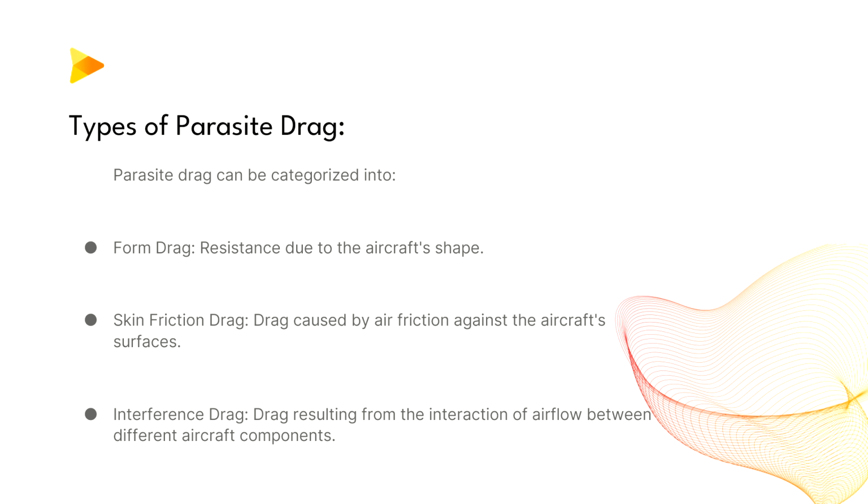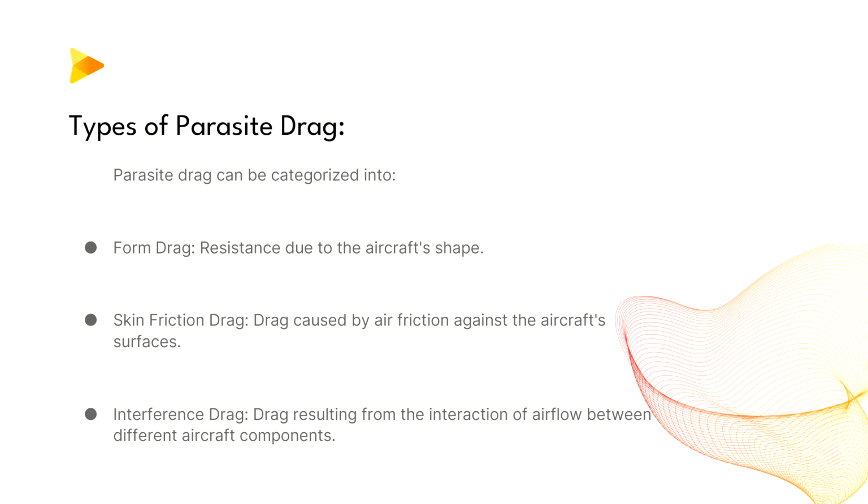So we have here types of parasite drag. It can be categorized into form drag, which is the resistance due to the aircraft's shape, skin friction drag caused by air friction against the aircraft's surfaces, and lastly, interference drag resulting from the interaction of airflow between different aircraft components.